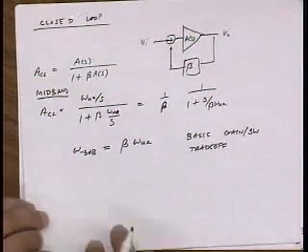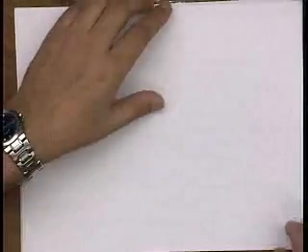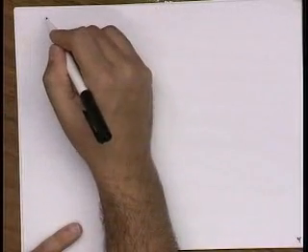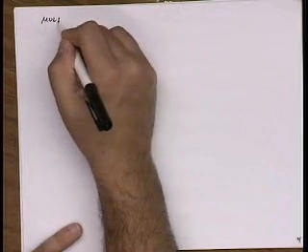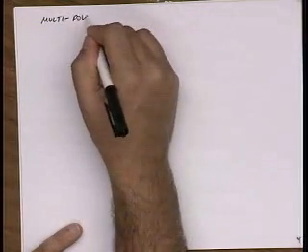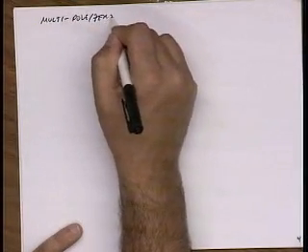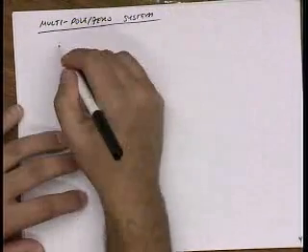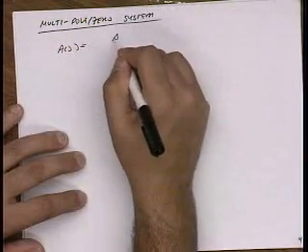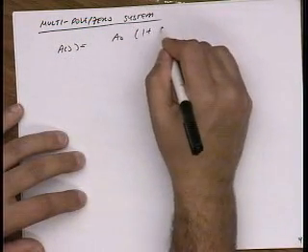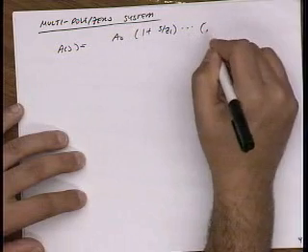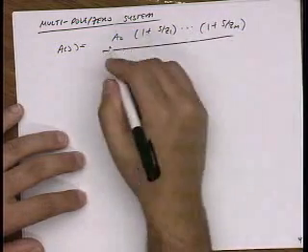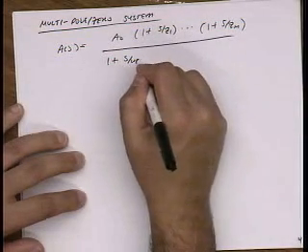Okay, so what about non-dominant poles? So let's say we have a multi-pole zero system. In other words, we have, let's say, a bunch of zeros, and let's say we have a bunch of poles.